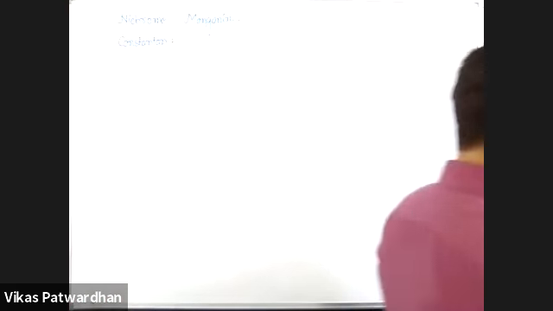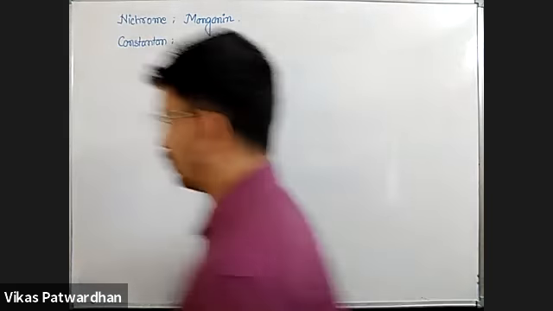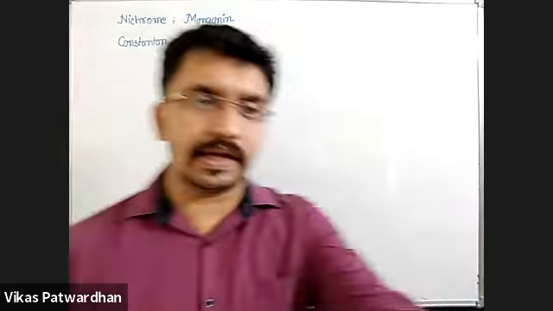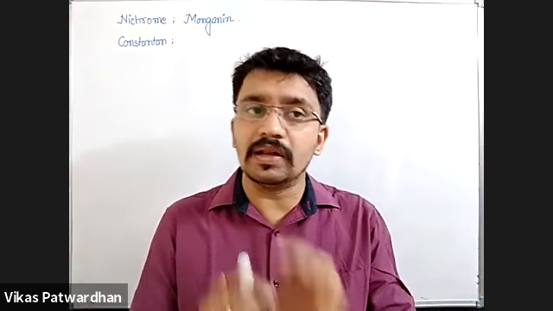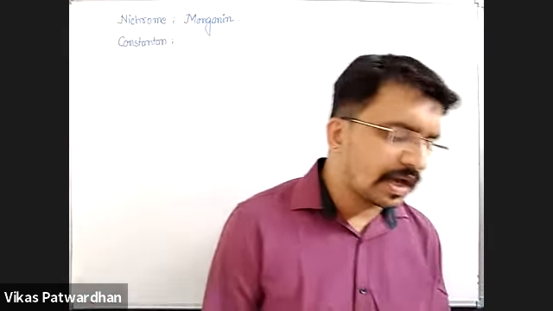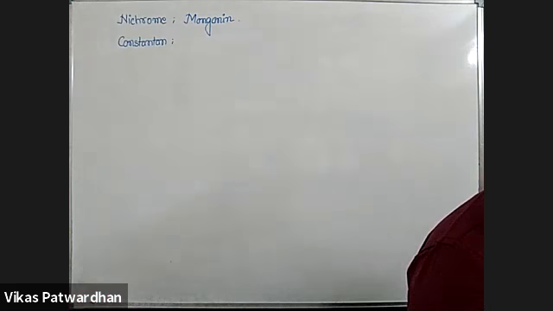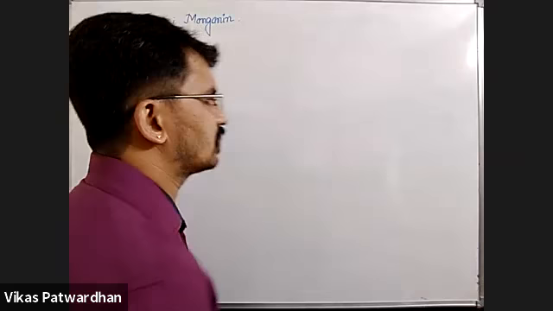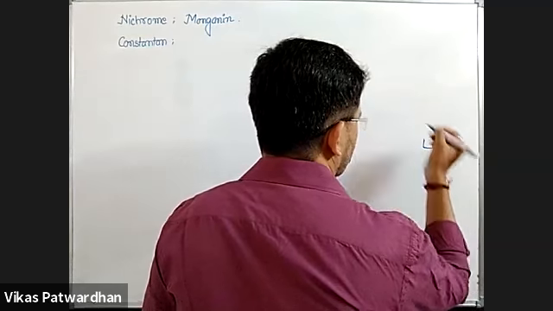This tungsten is used in manufacture of coils for incandescent bulbs. C-O-I-L-S. Incandescent bulbs. B-U-L-B-S. What is an incandescent bulb, sir? I'm on it, I am writing that only.